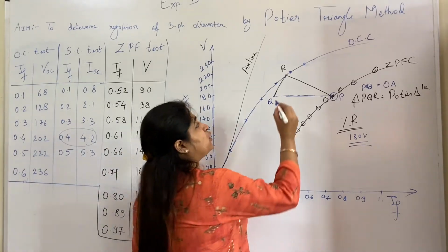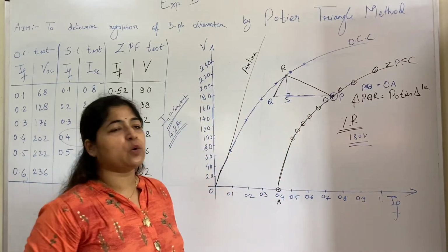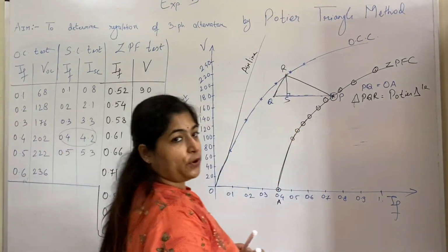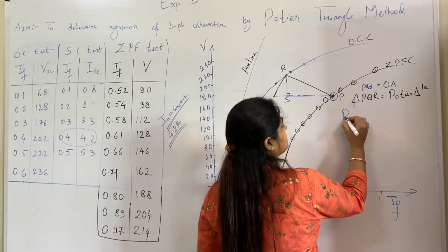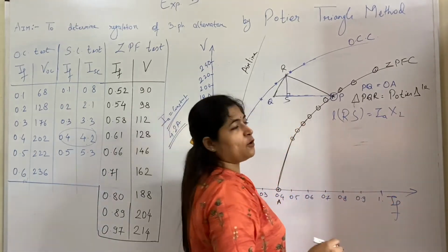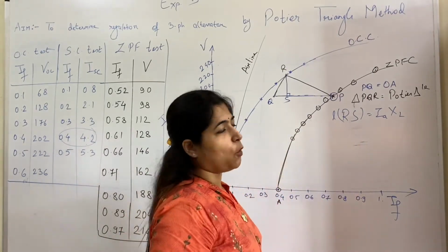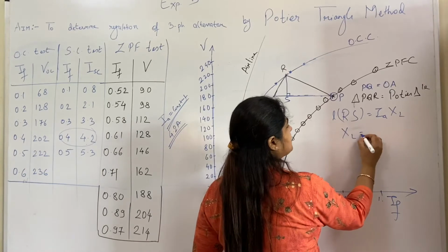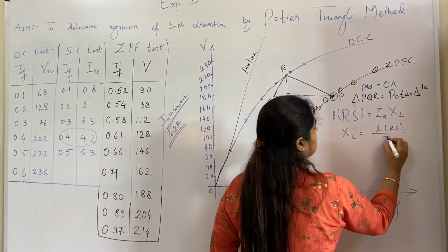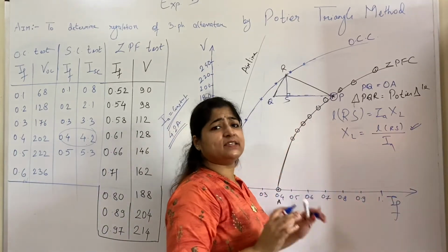So what I'll do is I'll drop a perpendicular from point R on this PQ, which will meet PQ at S. Okay. Now this RS is very, very important. So what you are going to do is you will measure this RS. Okay, length of RS is nothing but IAXL. Now you must have taken some scale, so accordingly multiply it with scale and you will get the value of RS in volts. Okay, and from here you can calculate XL is equals to length of RS, which is this value, divided by IA.